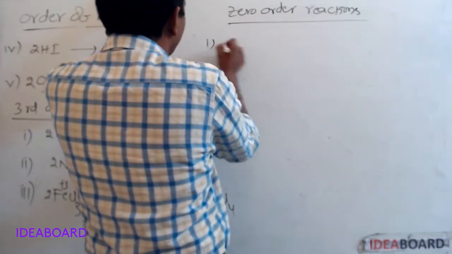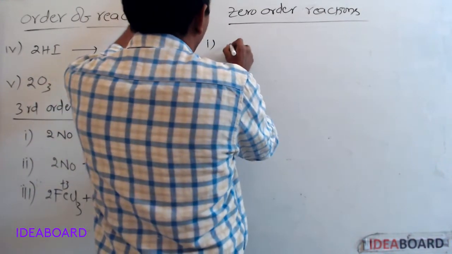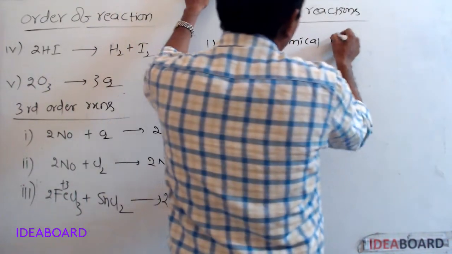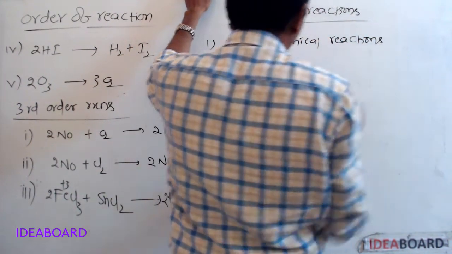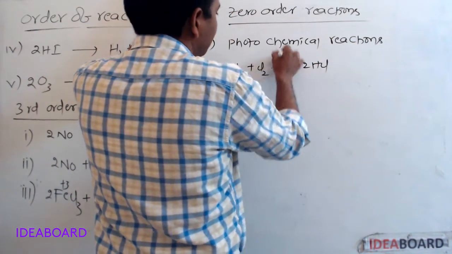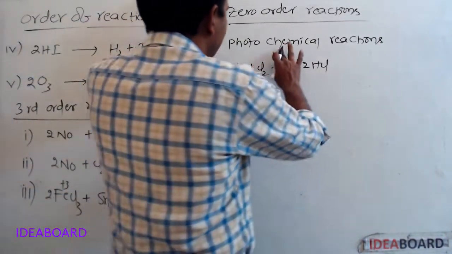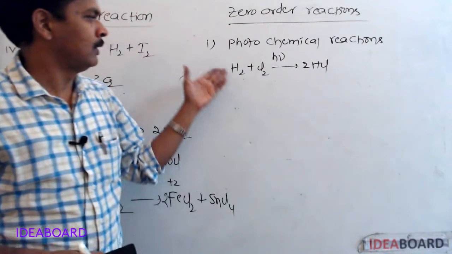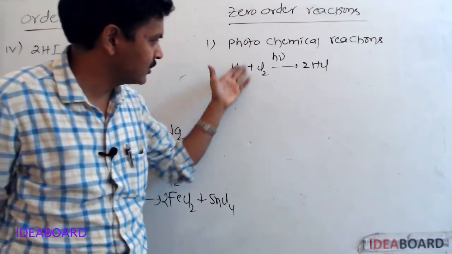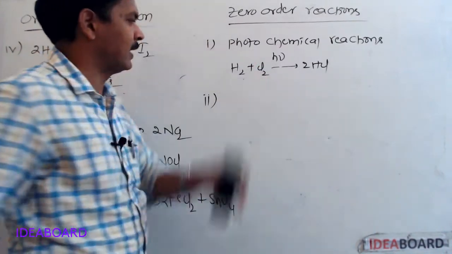Photochemical reactions are zero order reactions. Example, H2 plus Cl2 gives rise to 2HCl in the presence of sunlight, h nu. In this reaction, rate of reaction does not depend on either hydrogen concentration or chlorine concentration. So this is a zero order reaction.